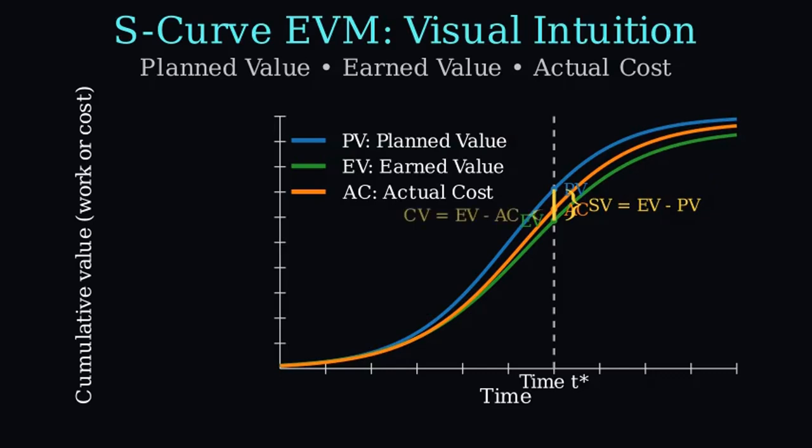Then compare earned value with actual cost. If earned value is above actual cost, you are under budget. If it is below, you are over budget.